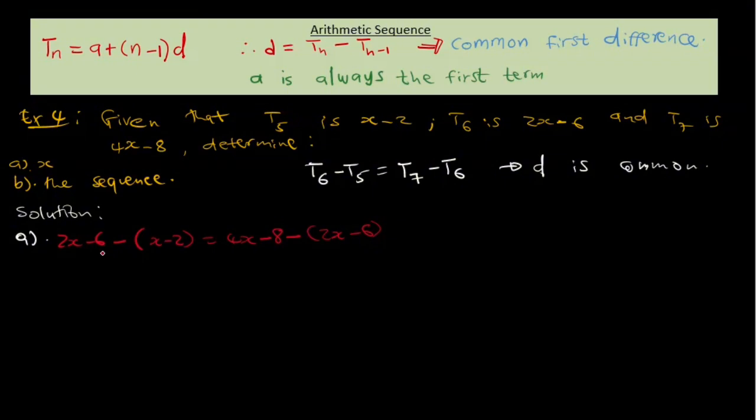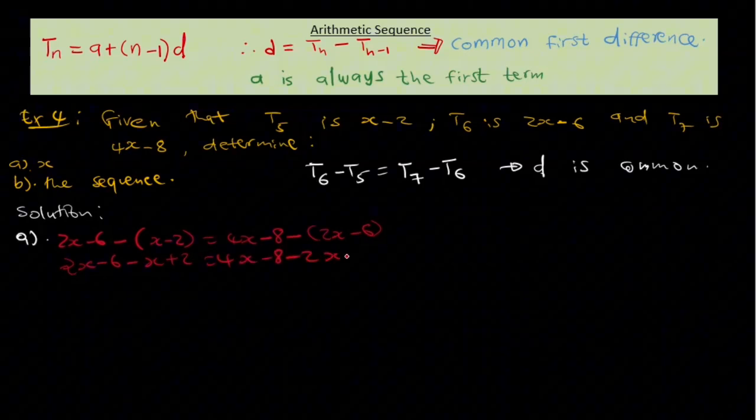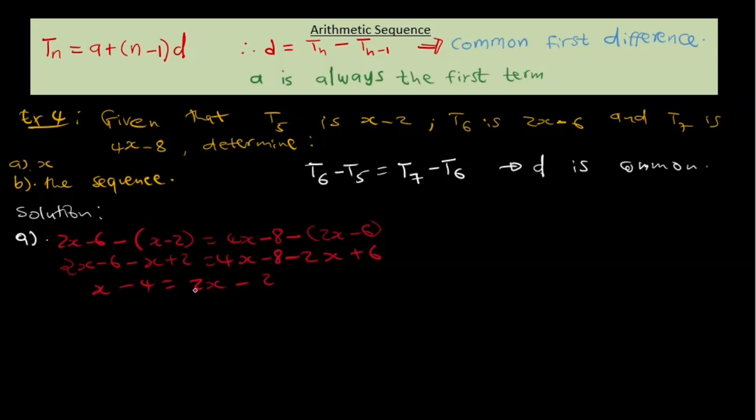All right, so this is 2x minus 6 minus x plus 2, equals 4x minus 8 minus 2x plus 6. This side, that is x minus 4. This side, that is 2x minus 2. So this goes to the other side and will be x, this goes to the other side and will be minus 2. Therefore, x is equal to minus 2. Now I've determined the first part of the question.